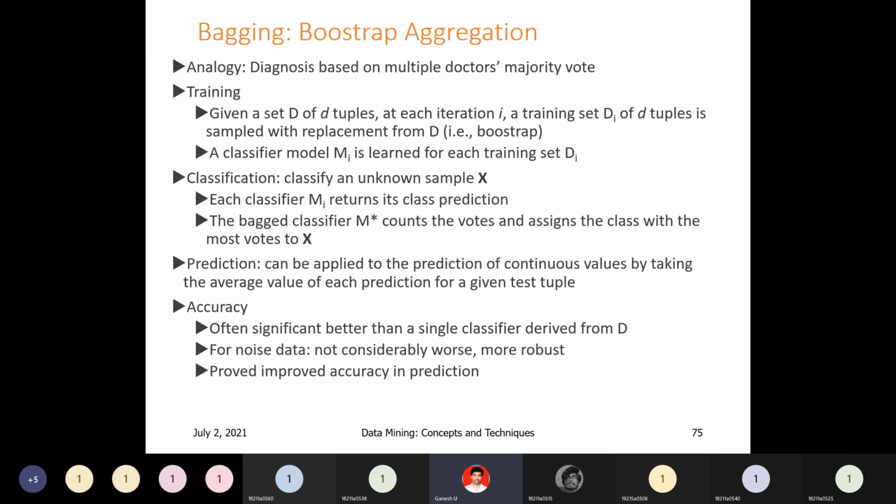What is meant by bagging? We will go in depth about bagging. We can analyze and understand this using a simple analogy: diagnosis based on a majority vote of multiple doctors. Here, I can give an example. You consult several doctors instead of a single doctor. If you have a disease or doubt about your health, you have to consult a doctor. Instead of consulting a single doctor, you are consulting several doctors.